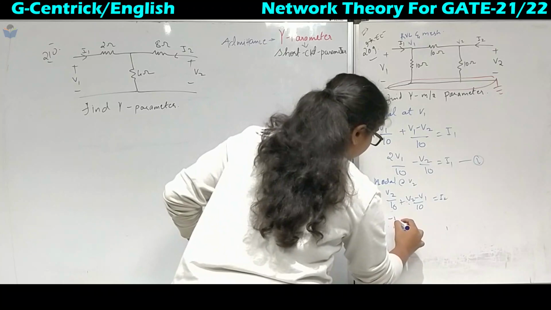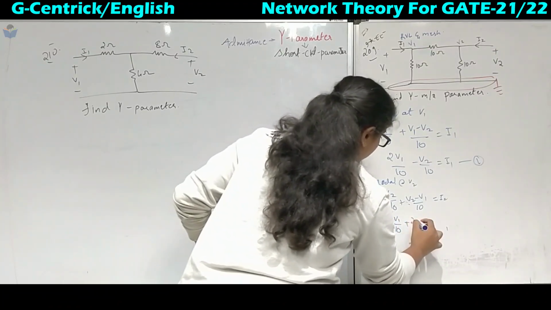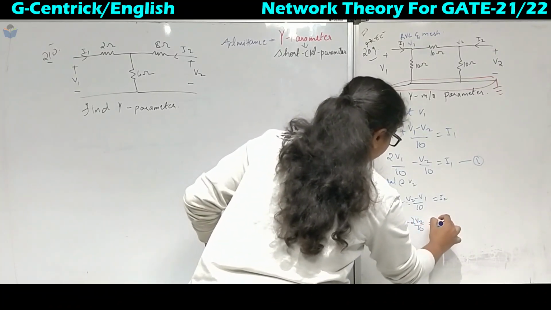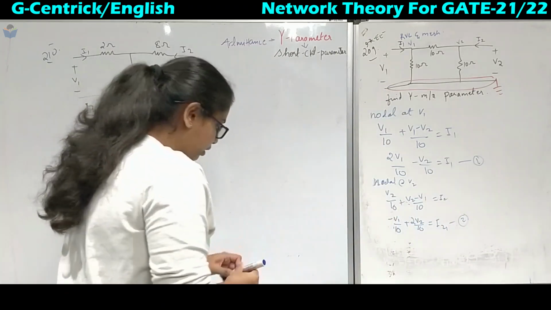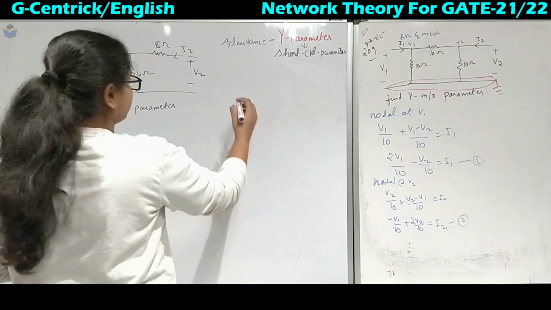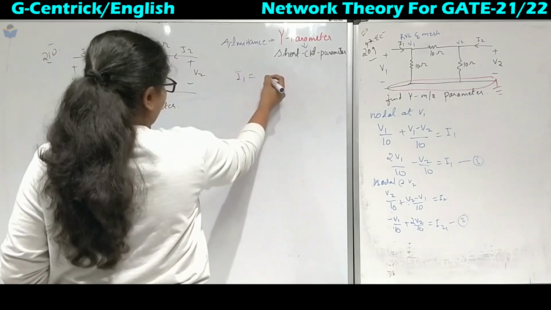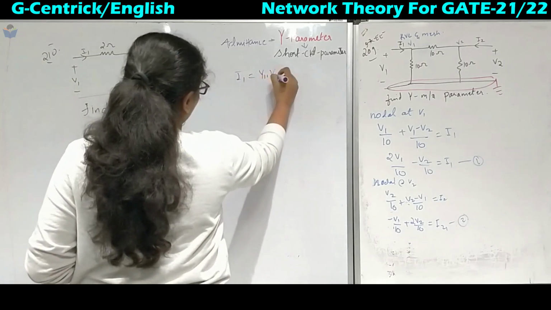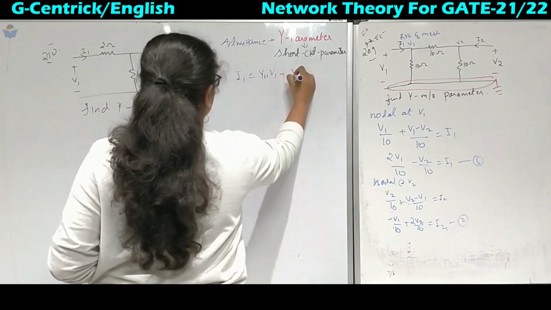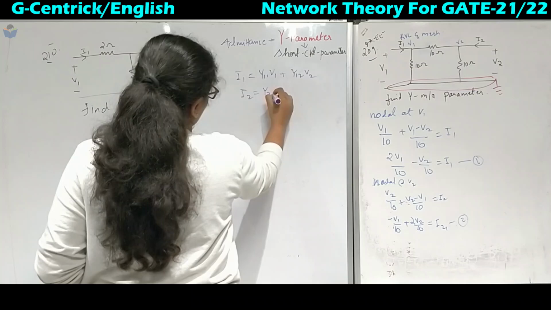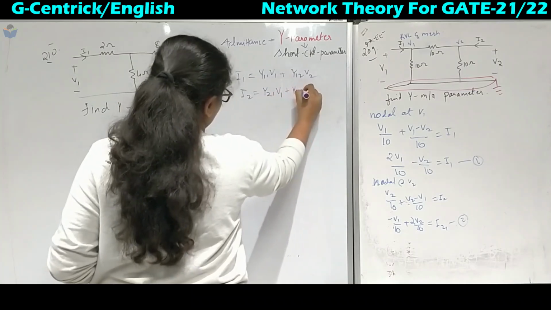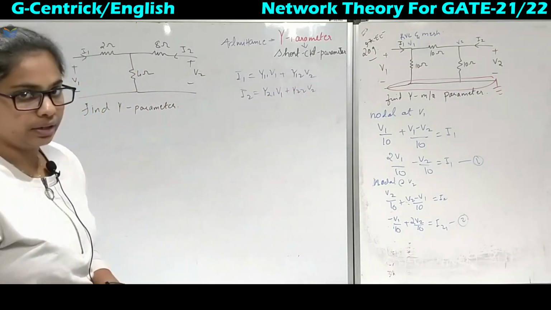So this is nothing but minus V1 by 10 plus 2V2 over 10 equal to I2. Okay, so this is the equation we now got. Now we will compare this with the original equations, that is I1 is equal to Y11 V1 plus Y12 V2, and I2 is Y21 V1 plus Y22 V2.